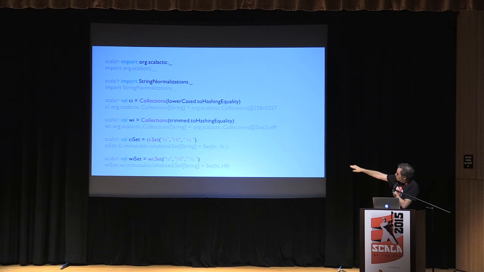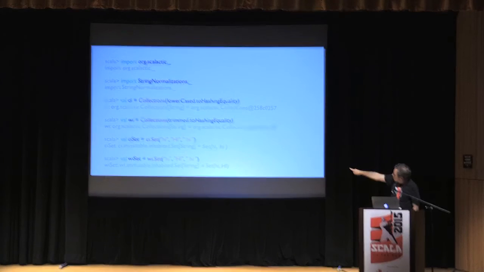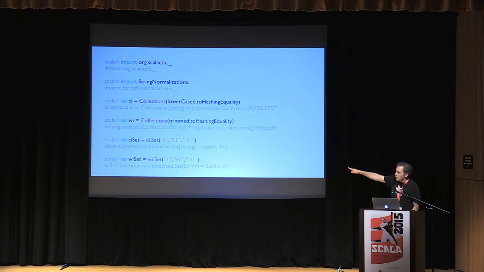The second one is WI. That points to a collections object that defines a family of collections that will not care about white space at the ends when it's determining equality, right? So then I can just say ci.set, and here I say hi, hi, hi, where because this is case insensitive, if you look at what you get, it doesn't take the capital HI because it sees that as equal to the lowercase hi, just like that previous example.